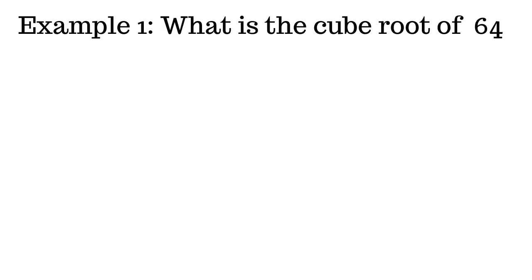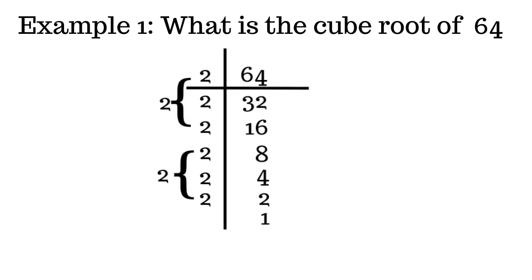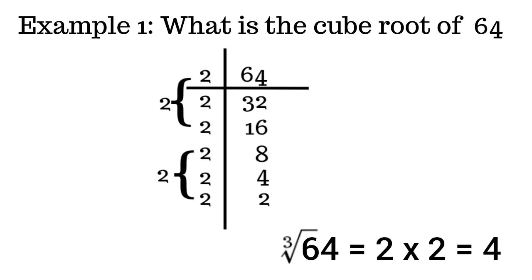Example 1. What is the cube root of 64? We will express 64 as a product of its prime factors. When that is done, we have 64 is equal to 2 times 2 times 2 times 2 times 2 times 2. For the first batch of 2's, the first 3 2's, we pick 1. For the second batch of 3 2's, we pick 1. So the cube root of 64 is 2 times 2, which is equal to 4.